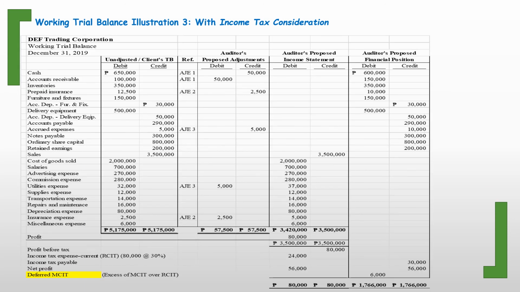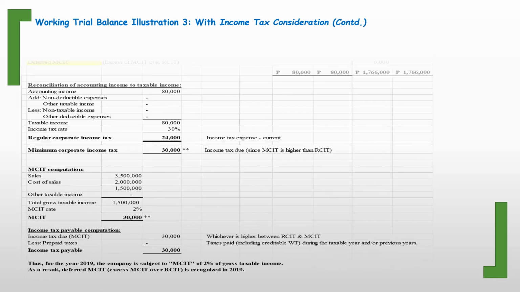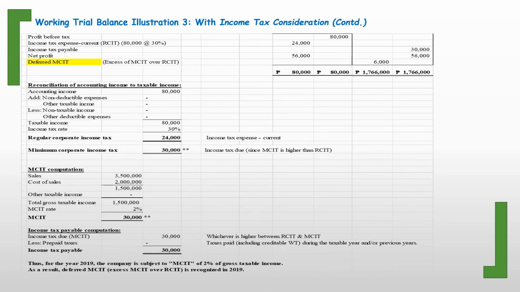Illustration 3, with income tax consideration. So in this case, the company is subject to MCIT. So tingnan natin kung paano siya nakuha. Yung profit before tax natin is 80,000. Yung susunod na gagawin natin is yung reconciliation of accounting income to taxable income. So accounting income is 80,000.